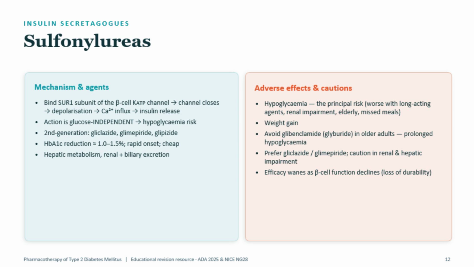Please avoid glibenclamide in older adults. It causes nasty prolonged lows. Reach for gliclazide or glimepiride instead. And remember, they lose steam over time as the beta cell fades. Not the most durable option.